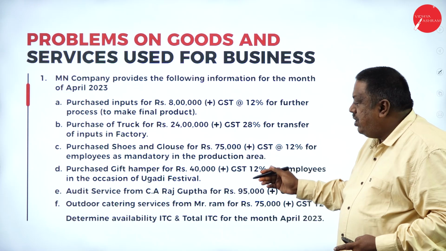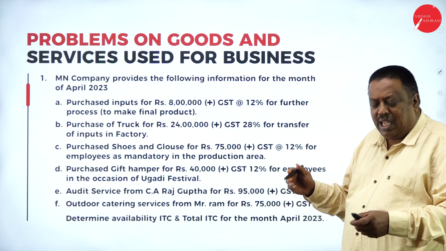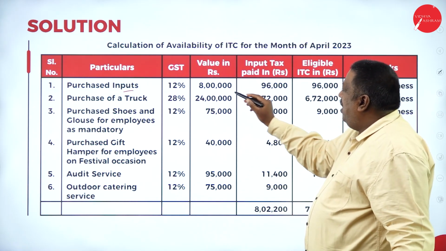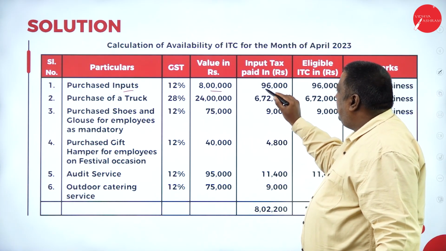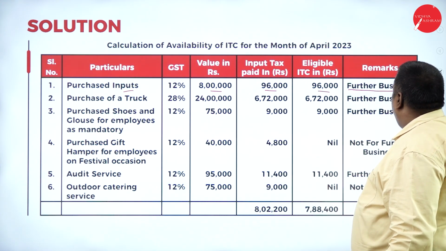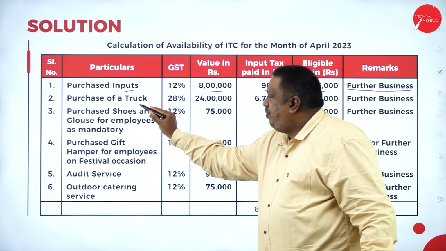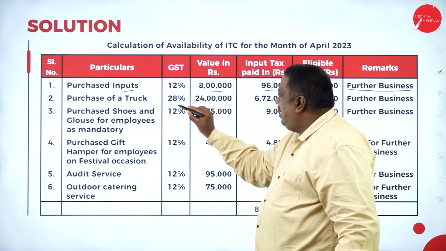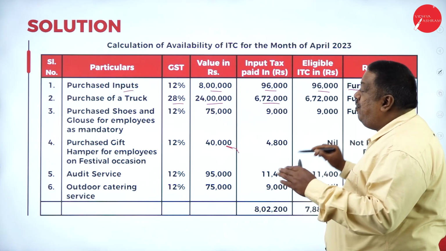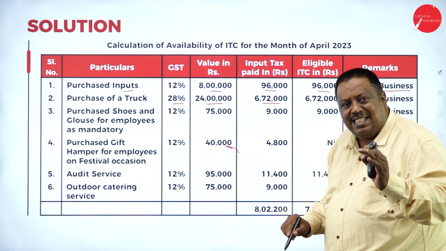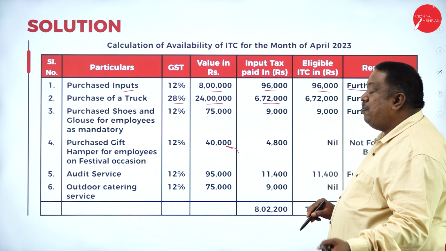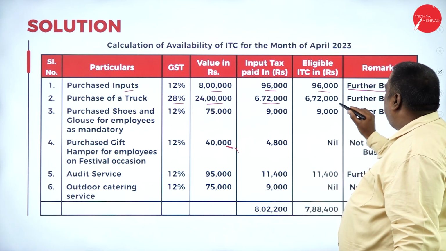Now again we'll just see that one. For which transactions are we not eligible to claim the ITC? We have purchased the inputs, raw materials. So we are paying 8 lakh, 96,000 is tax. So I'm eligible for 96. So this will be used in the further business. Purchase of truck, 28%, value 24 lakh, 6 lakh 72. The truck will be used especially for business, to deliver the goods and to get the raw materials or for any other purpose of business only. So it is eligible.